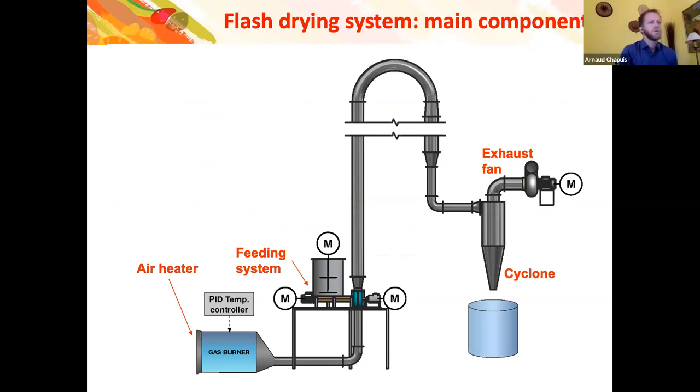So an overview of a flash drying system that most of you know. A flash drying system is composed mainly of a drying pipe. You have an air heating system, or air heater, that is producing hot air. The hot air is sent through the drying pipe. At the beginning of the drying pipe, there is a feeding system allowing to pulverize the product into the pipe. The powder product is conveyed by the hot air, and at the end of the drying pipe, it is separated by a cyclone.